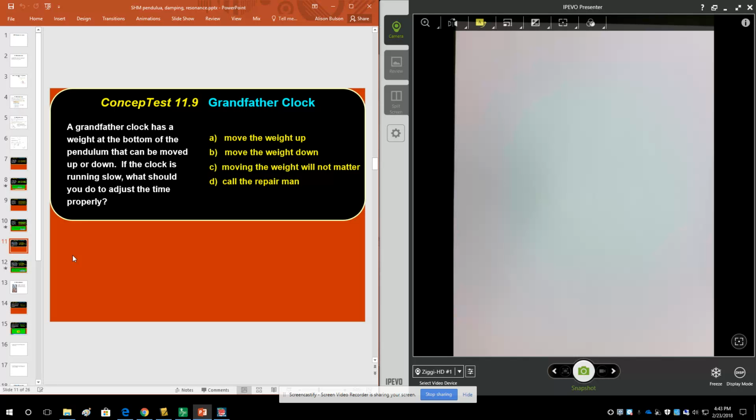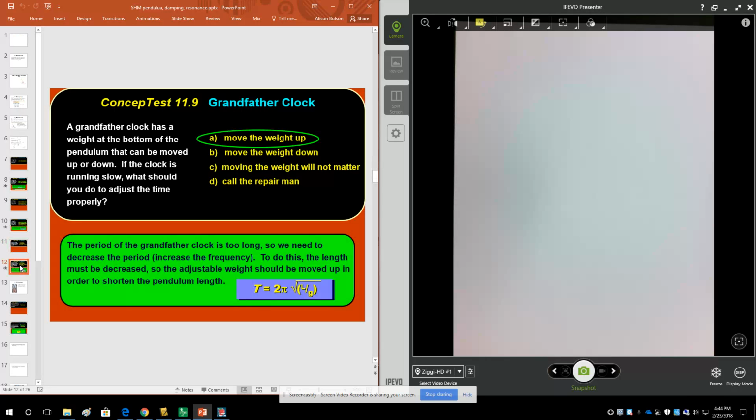Should you move the weight up? Should you move the weight down? Will moving the weight not matter? Or should you call the repairman? At this point in my life, I think I want to call the repairman because there's worse things going on with the clock. But if the only thing that's wrong with it is that it's running slow, what should you do? So you should move the weight up.